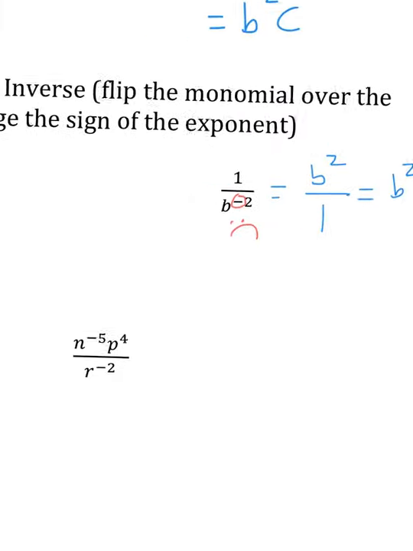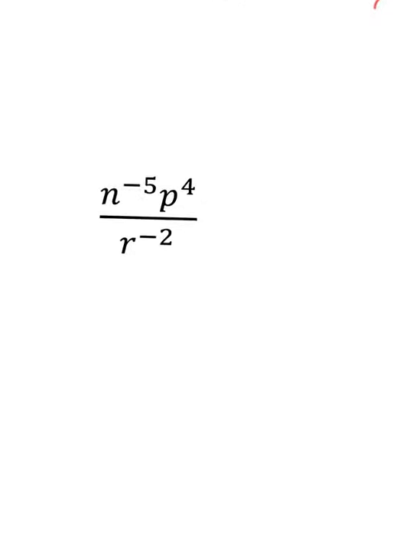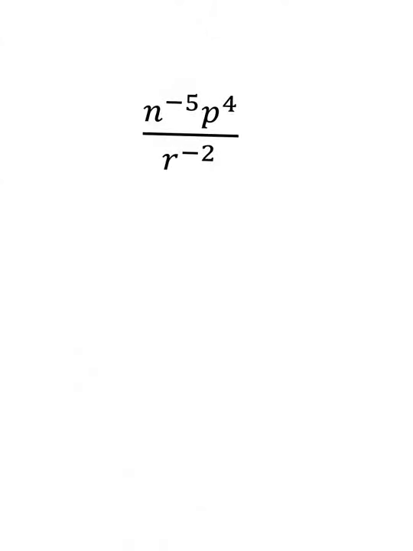Pretty fun, huh? All right, now this one we have a few more negatives. And what we want to do is we want to make them positive. So we'll look at our n to the negative 5. He's sad. Anyway, he's sad. And our r to the negative 2, he's sad too.